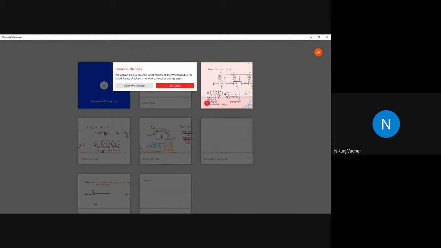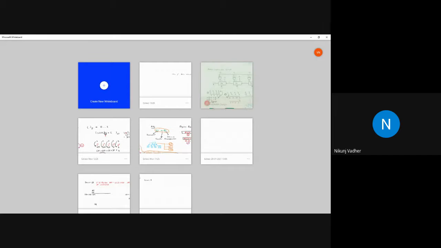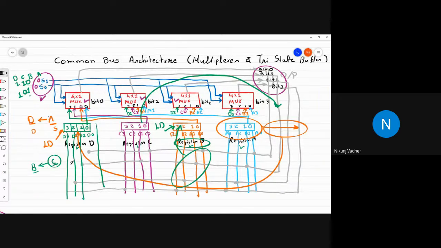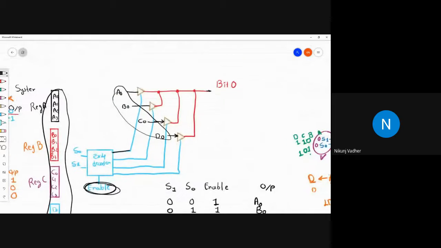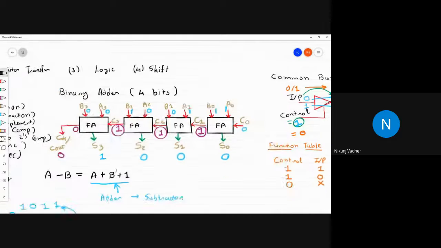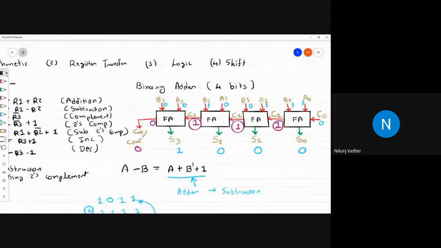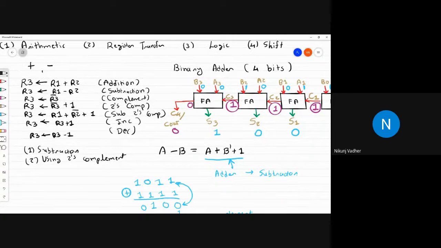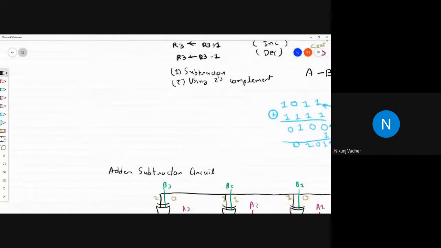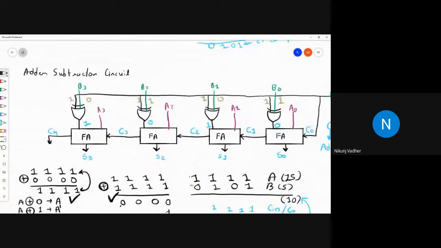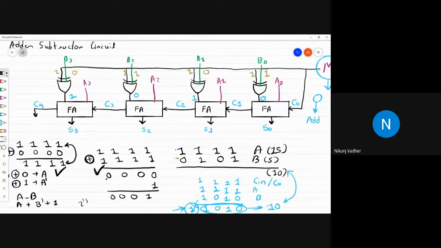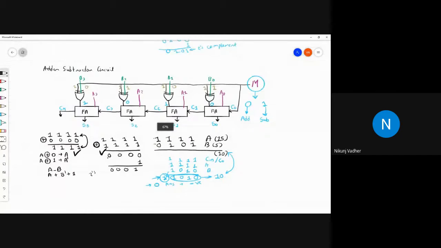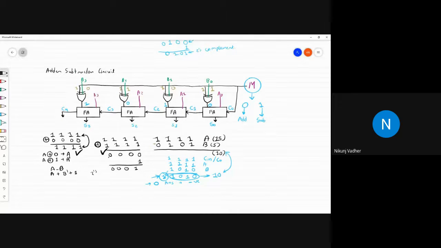Yes, here it is. We discussed a system using tri-state buffers. Then we discussed the binary adder and some categories of arithmetic micro operations. Then we discussed the adder-subtractor circuit, where we saw how we can perform subtraction using XOR. This is what we discussed in the last lecture.